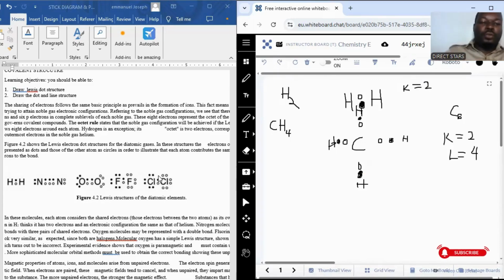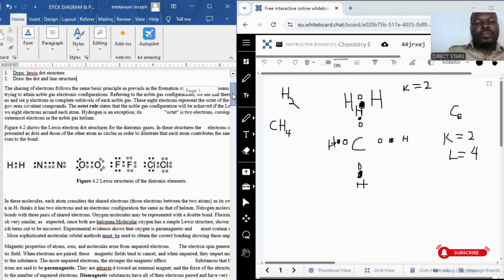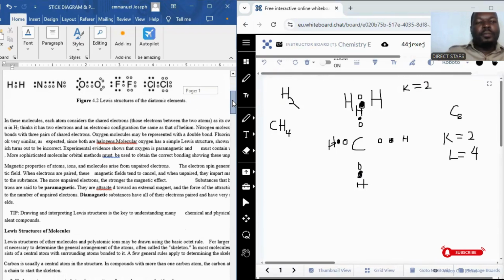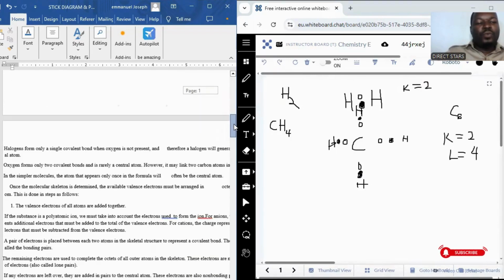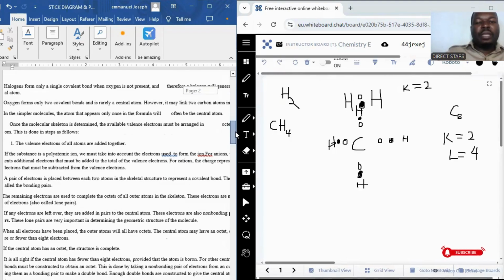If you look at the note on the left-hand side, you will see that of nitrogen, that of oxygen, that of fluorine, and that of chlorine. You can try out some of these on your own, and that will explain very well why we have so many diatomic atoms in existence.